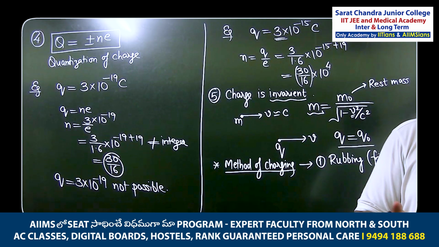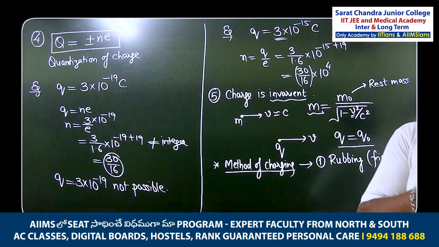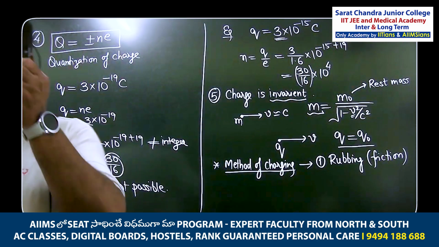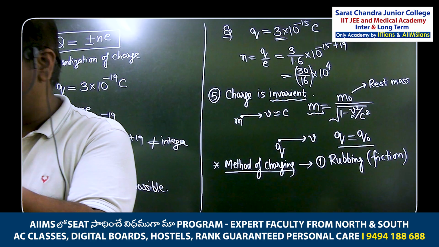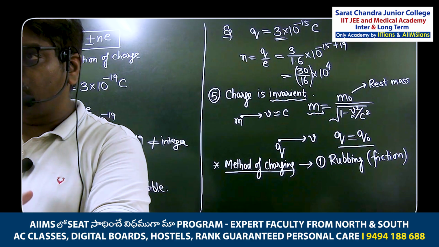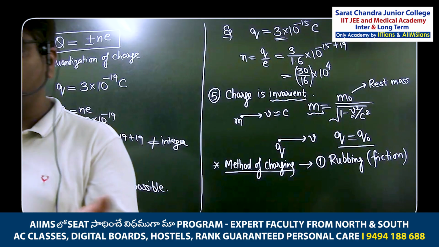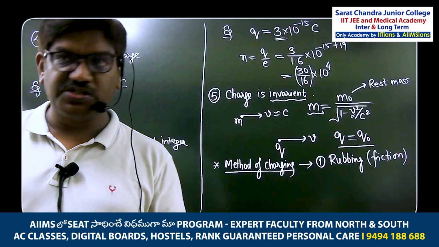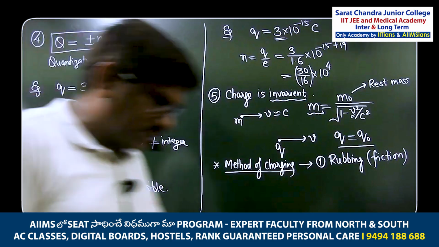So what is happening in those cases? Basically, whenever we are rubbing the bodies, because of the friction, the surface electrons are getting energy, and that energy is sufficient to jump from one surface to another surface. By this method, both the bodies will get charged. One is negatively charged, one is positively charged.